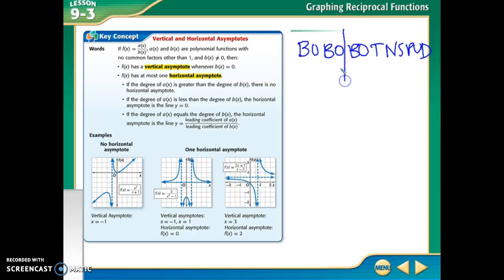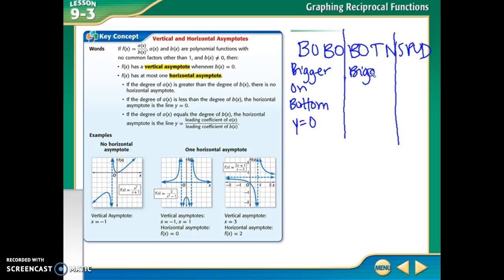So BOBO is saying bigger on bottom, it's 0. Bigger on bottom means your asymptote is at 0, so at y equals 0. BOTN is saying bigger on top, you don't have one. And SPUD is saying same power, you divide. What it's talking about is the highest exponent.